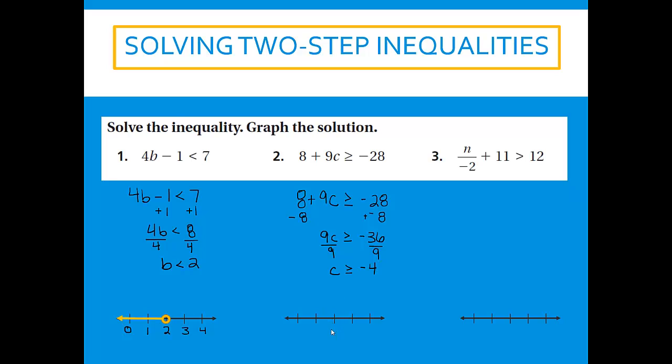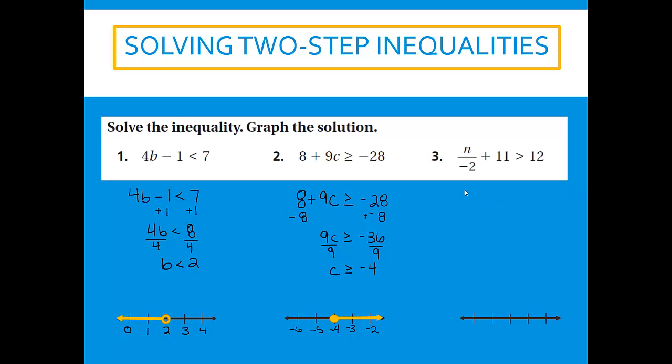Now we'll fill out our number line. So we have negative 4 in the number line, and then to the right we have negative 3 and negative 2. And then to the left we'll have negative 5 and negative 6. Our inequality symbol is greater than or equal to, so at negative 4 we have a closed circle. And the numbers that are greater than or equal to negative 4 would be the numbers to the right. So we will shade to the right.